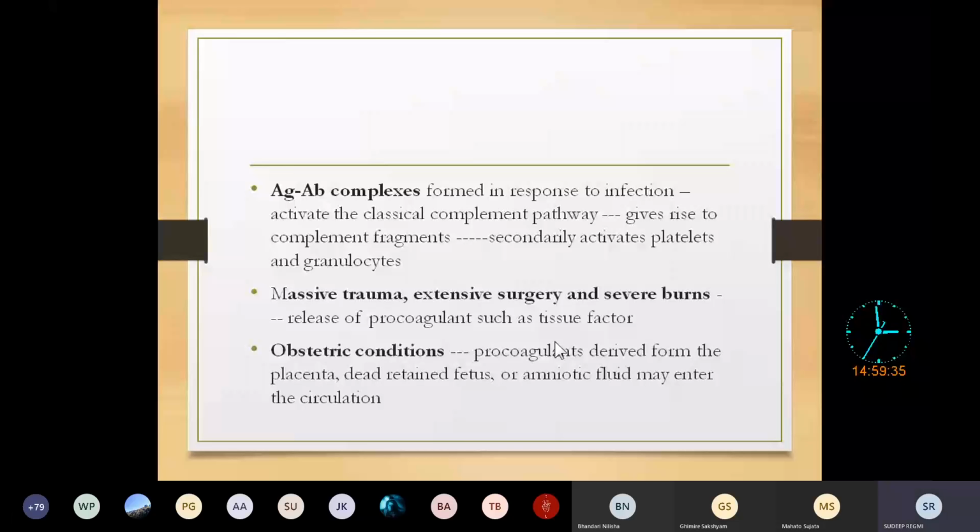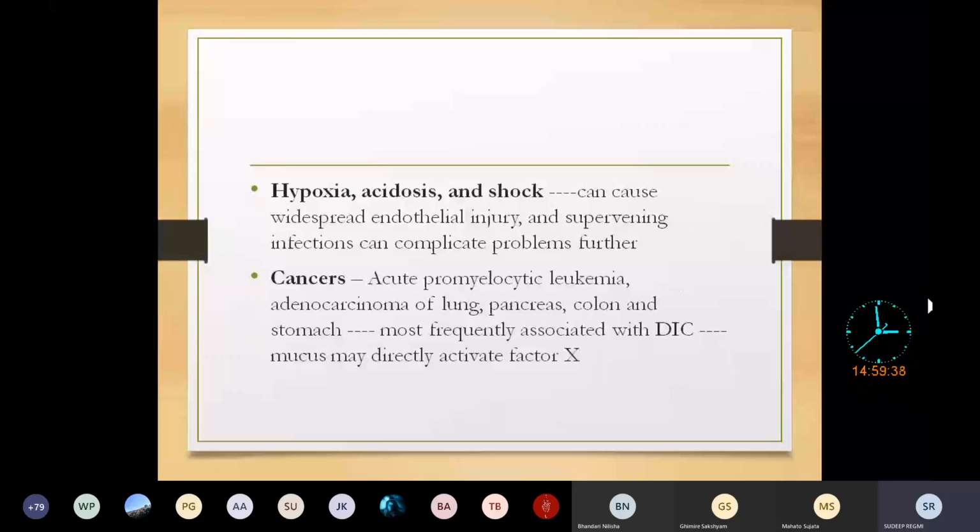In hypoxia, acidosis, and state of shock, they can cause widespread endothelial injury and lead to formation of the thrombi, which we have already talked about. And if there is any supervening infection, they can further complicate the problem. And in any malignancies, like acute promyelocytic leukemia, we have talked about this, okay?